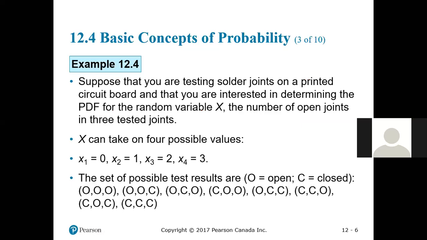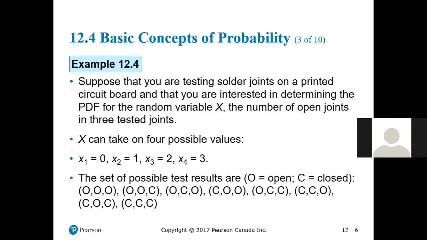So let's look at an example. Suppose that you were testing solder joints on a printed circuit board, and that you are interested in determining the probability distribution function for the random variable X, the number of open joints in the three tested joints. X can take on four possible outcomes: either none of the joints are open, one of the joints is open, two of the joints are open, or all three are open.